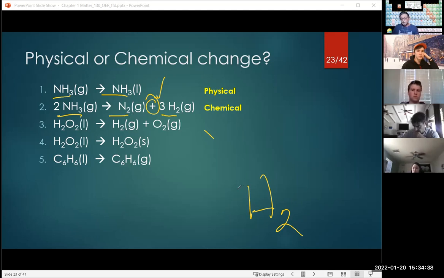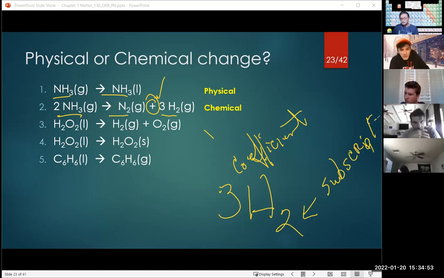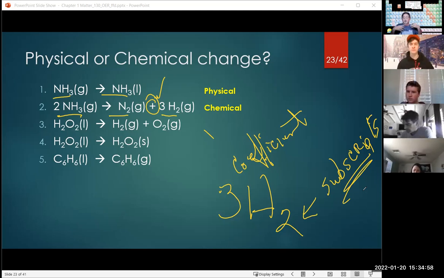But notice the number 3 in front of H2. This is called a coefficient. Okay. Compared to the subscript. Okay, the subscript is constant. Okay, it always will stay as a 2 or whatever number it may be, okay? The coefficient can vary. That tells me with a 3 in front of H2 that there are 3 molecules of hydrogen.